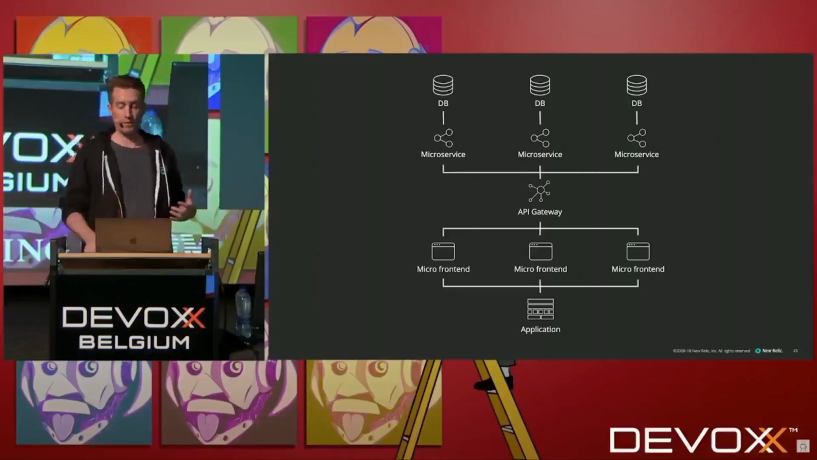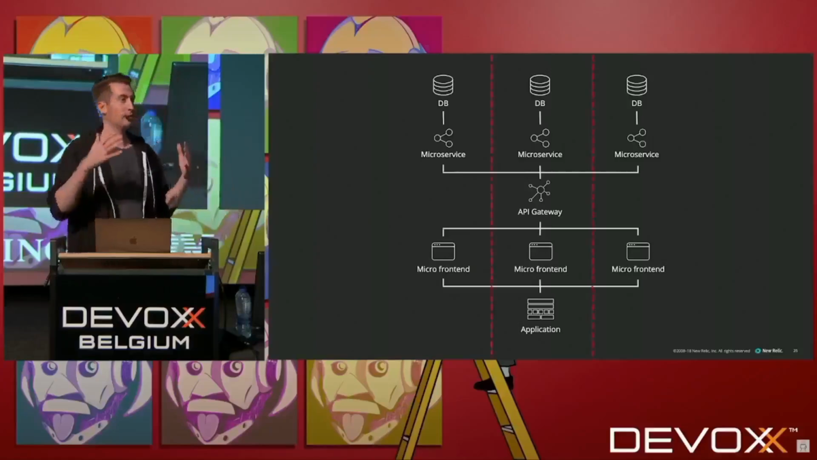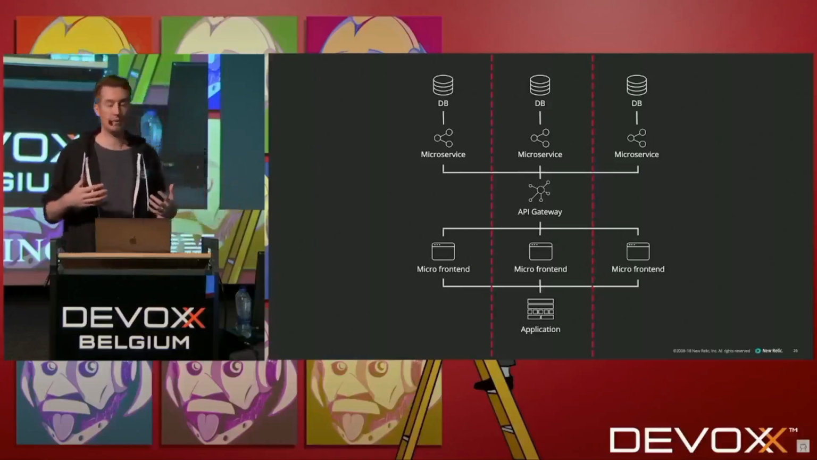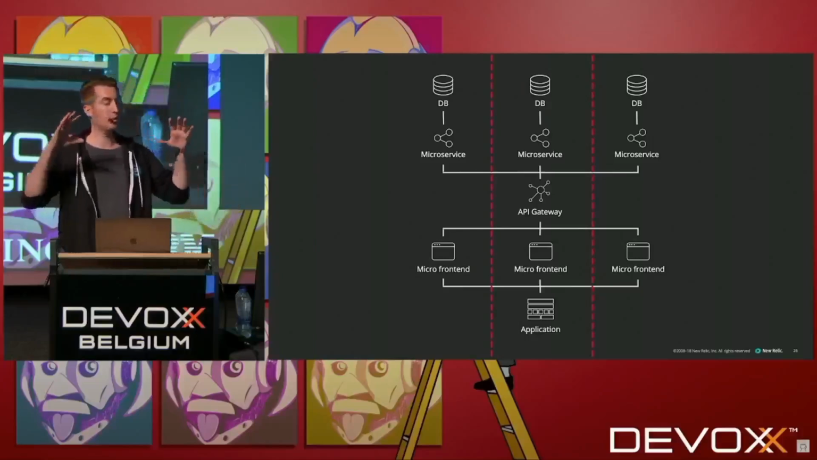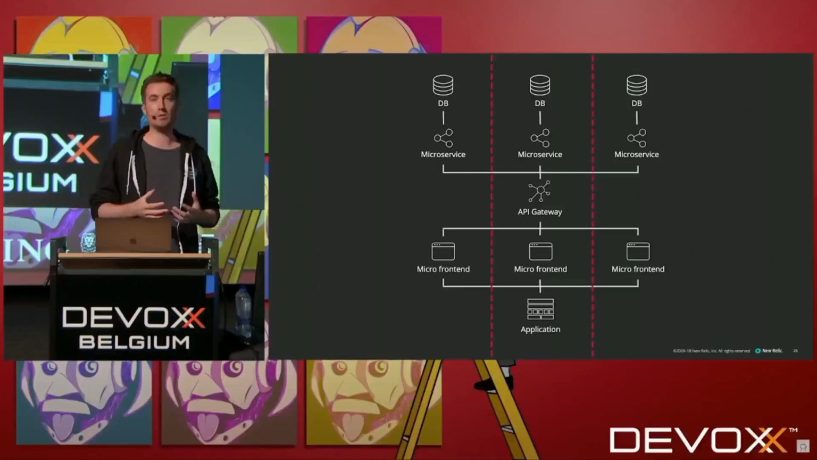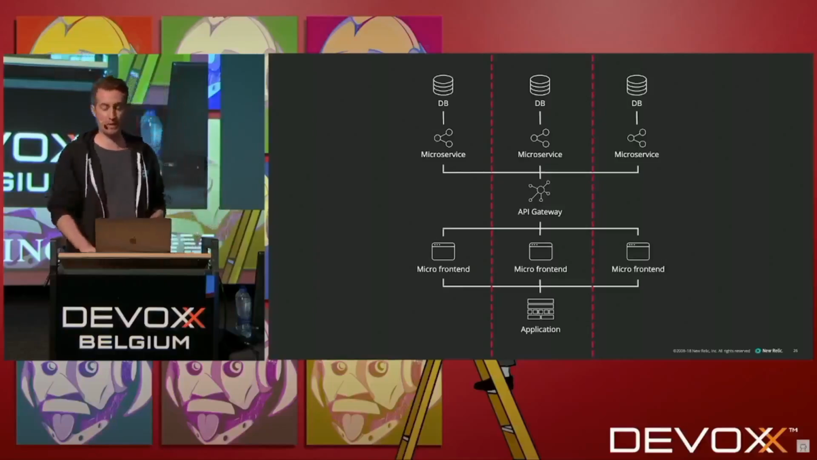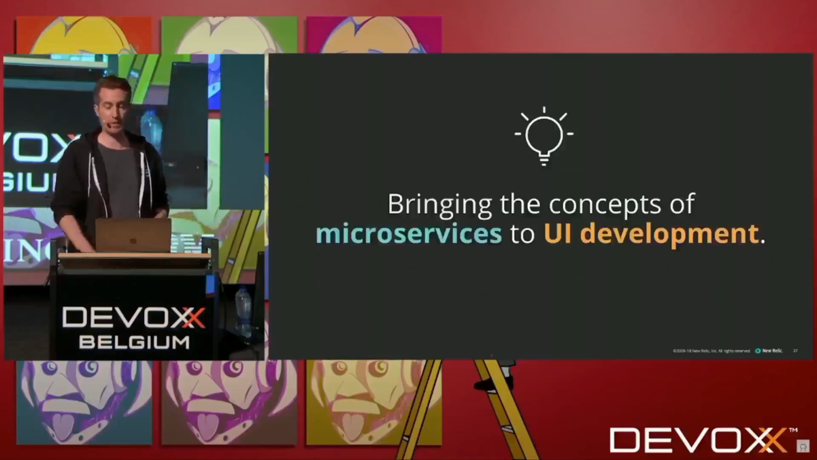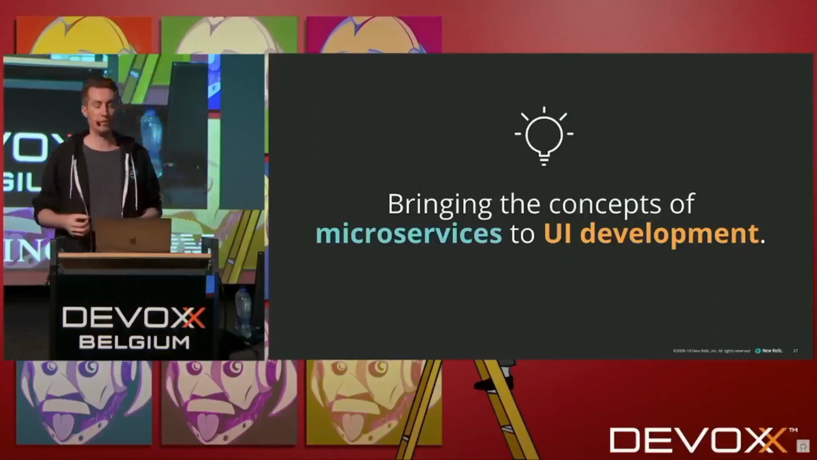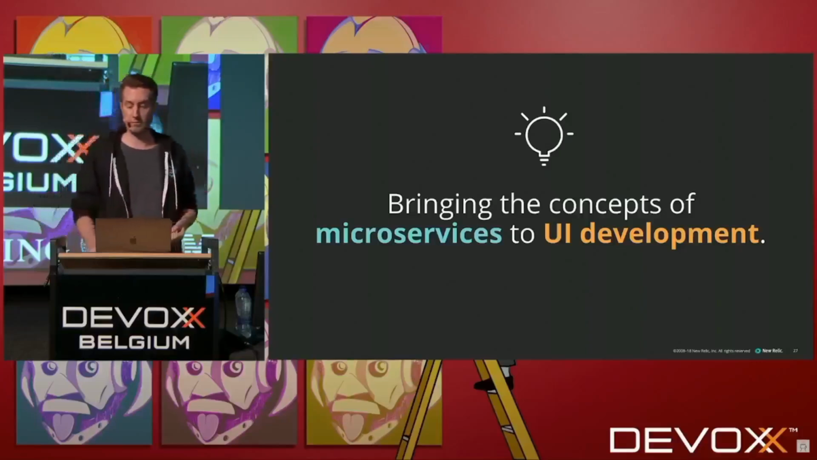In the end, we want to really create verticalized teams that can develop their features end-to-end. And in the end, we join all those microfrontends together and compose one unified application. That's the idea. So basically taking some of the concepts that work well on the back end and bringing them to UI development as well.